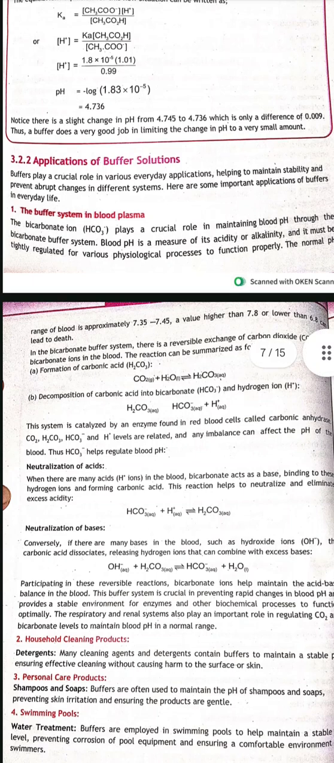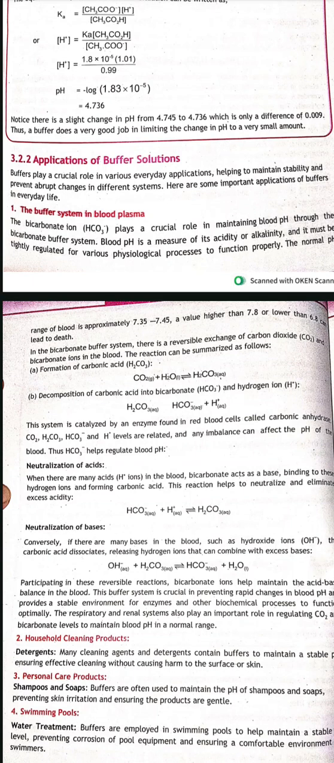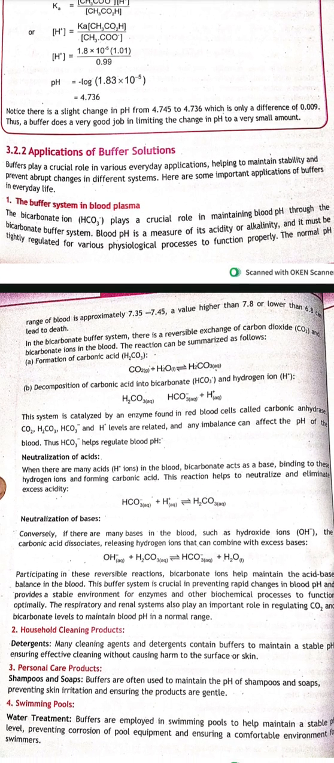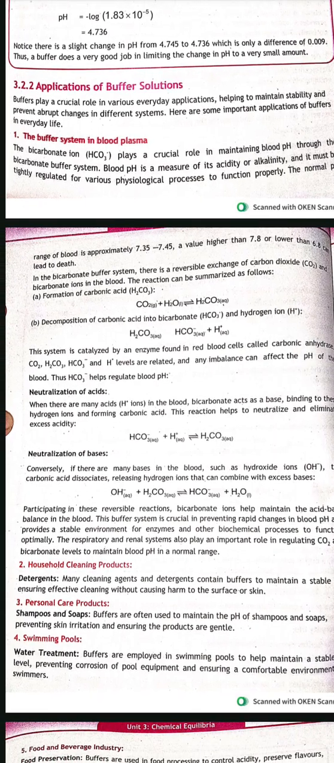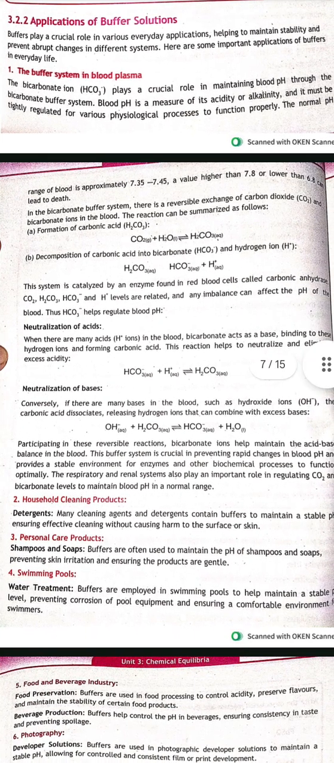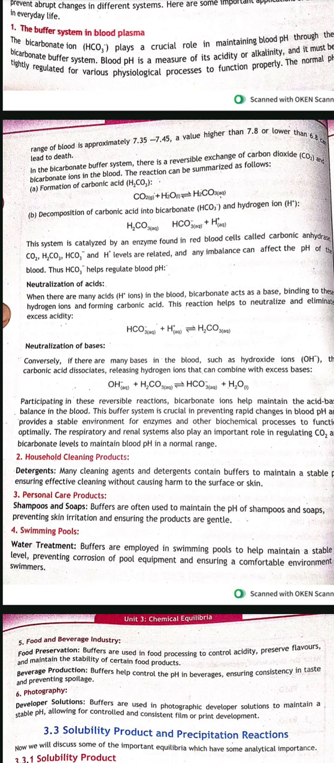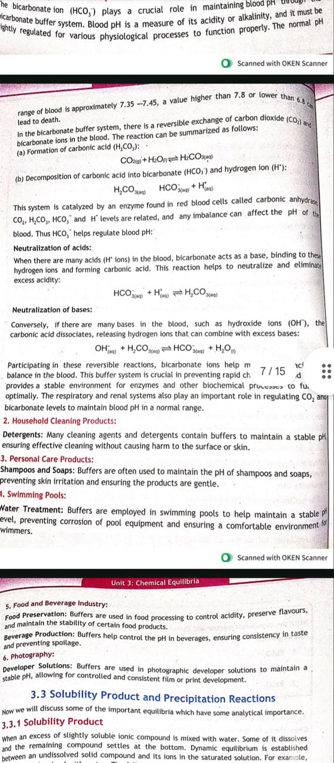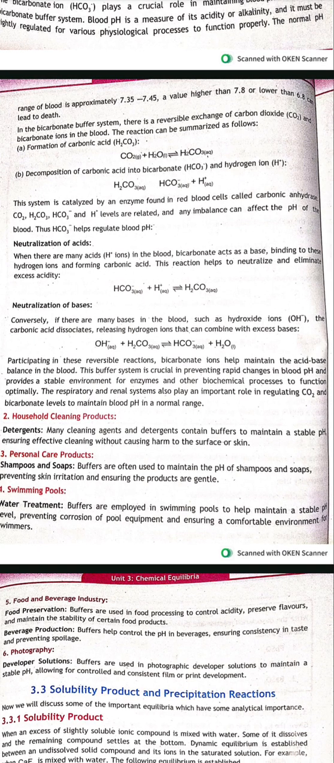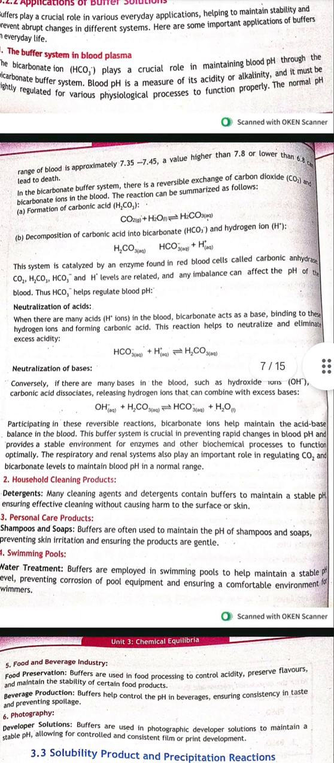Now we have applications of buffer solutions. Buffers play a crucial role in everyday applications. First, the buffer system in blood plasma. The bicarbonate plays a crucial role in maintaining blood pH through the buffer system. Blood pH is a measure of its acidity or alkalinity and must be tightly regulated for various physiological processes. The normal pH range of blood is approximately 7.35 to 7.45. A value higher than 7.8 or lower than 6.8 can lead to death.